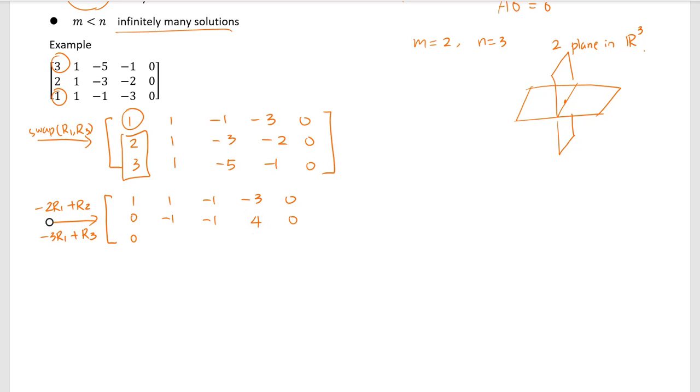1 minus 3, minus 2. Minus 5 minus 3 times minus 1. So minus 5 plus 3 is minus 2. Minus 1 minus 3 times minus 3. So minus 1 plus 9, which is 8. And the last one is 0. Well, can you see the last row is a multiple of the second row? So we can use minus 2 R2 added to R3 to clear it.